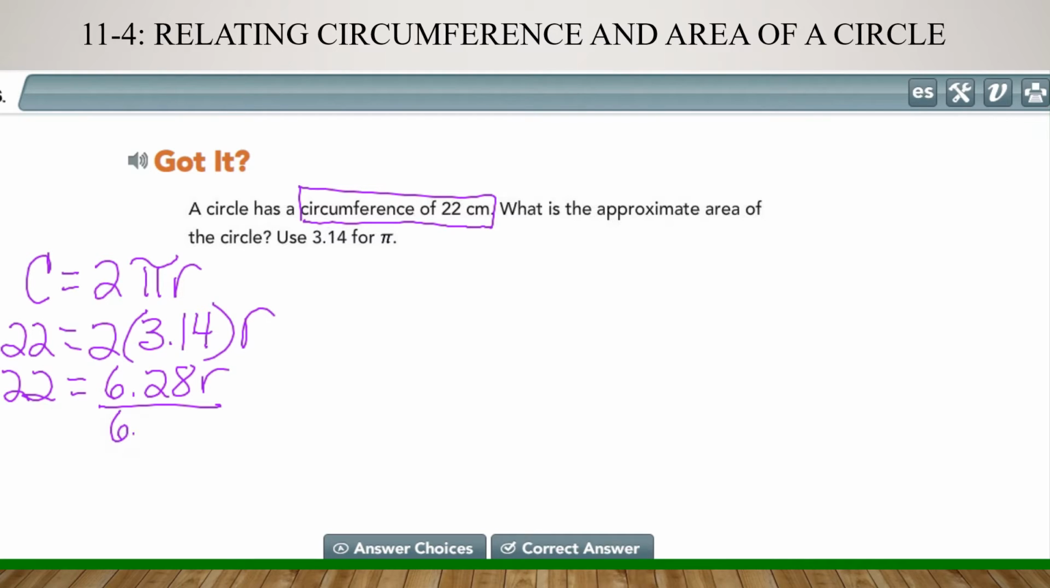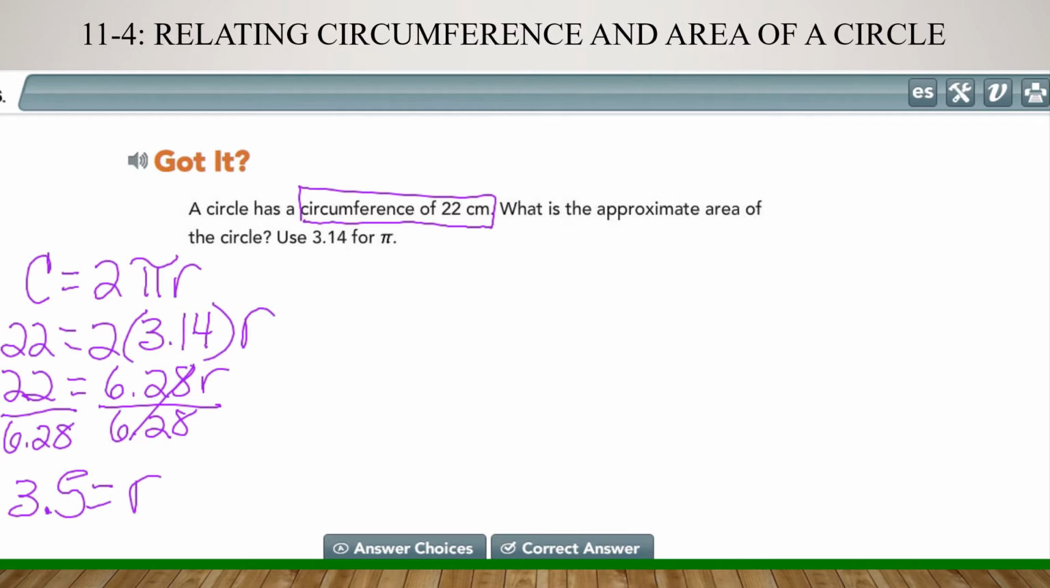Now we're going to divide 6.28 on both sides of the equal sign because those two are connected through multiplication. That simplifies to just the radius. And 22 divided by 6.28, if I round it, is about 3.5. So the radius is about 3 1/2.